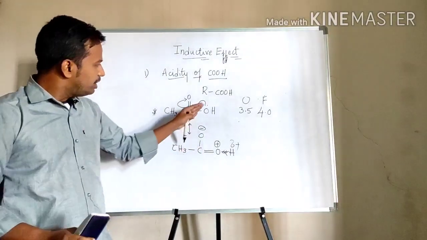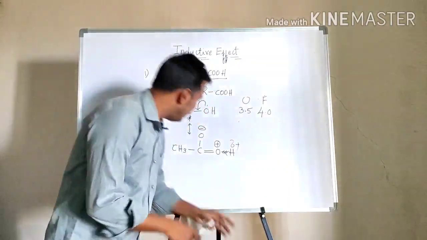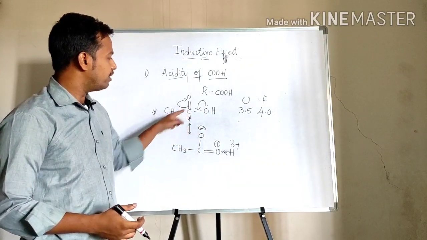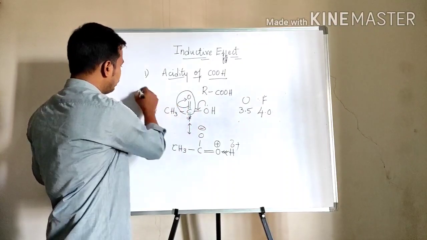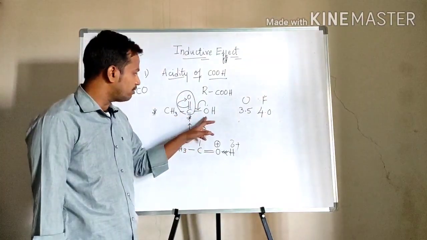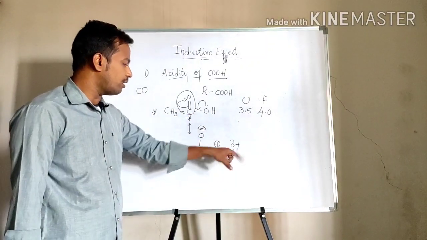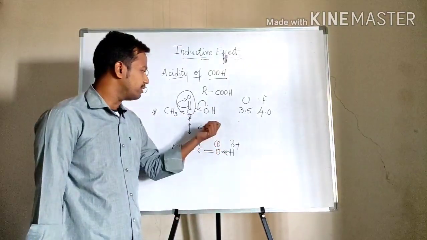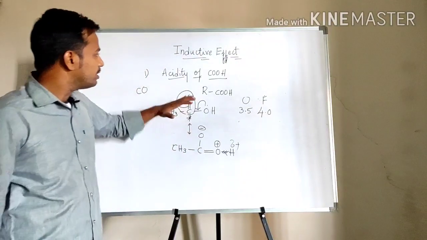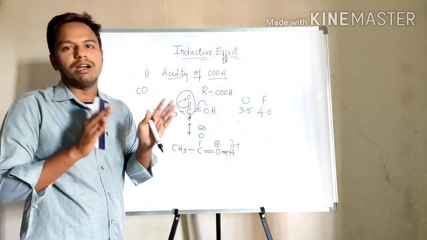Am I clear? This is all due to the inductive effect. Due to the inductive effect, this carbonyl group, the C=O group, attracts the electrons from the oxygen atom or the shared pair, in turn liberating the proton. That makes the carboxylic acid acidic. This is the main representative of the inductive effect. Now we will move to the acidity point of view.